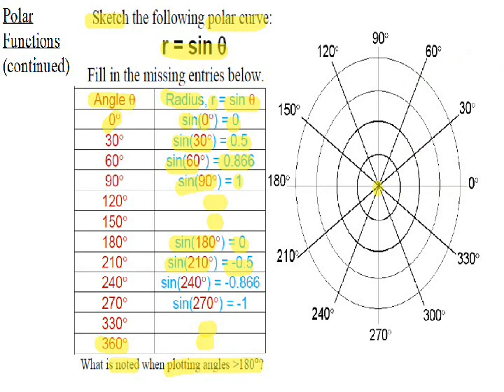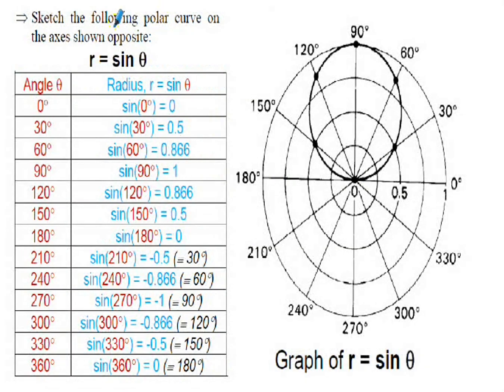The full solution is shown on the following slide. Polar graphs continued. We were looking at the r equals sine theta function. Here's the full table of angle theta and the values of r. On the right hand side is the graph, where you should have found that a circle is plotted.